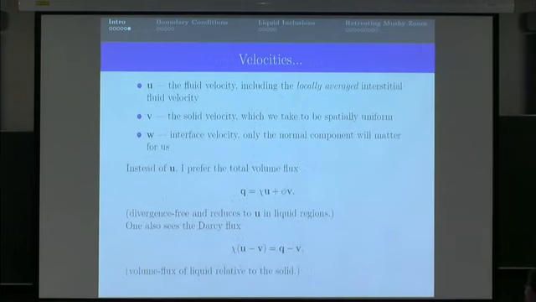Okay, so there's a lot of velocities rolling around. I think from watching other talks, people are familiar with this, but in principle, there's a fluid velocity, there's a solid velocity, there's an interface velocity, which can be distinct from these things. For the most part, I prefer to formulate things in the mushy zone in terms of volume flux. So it's liquid fraction times liquid velocity, plus solid fraction times solid velocity. Under my assumptions, it's divergence free, and it reduces to U in the liquid. And if you like, there's your Darcy flux.